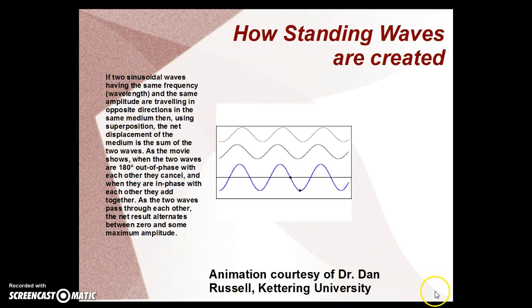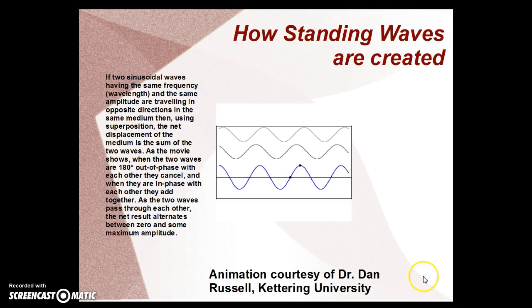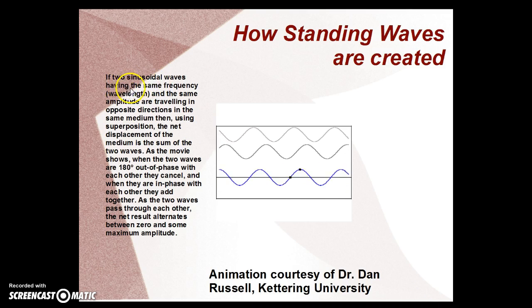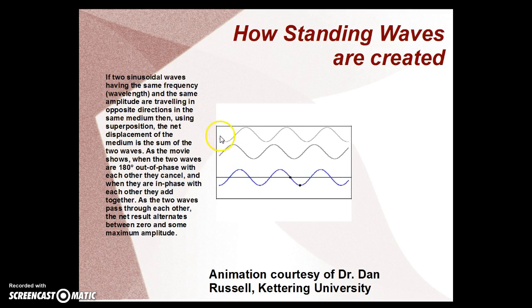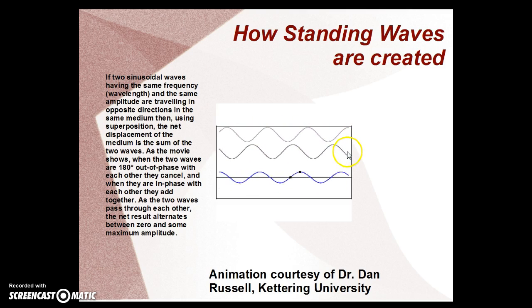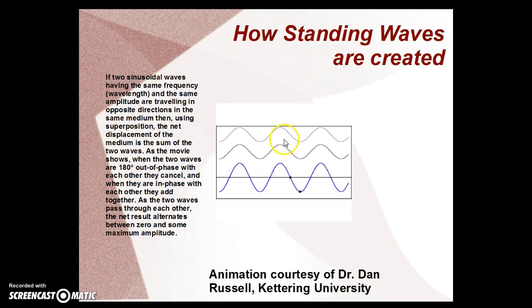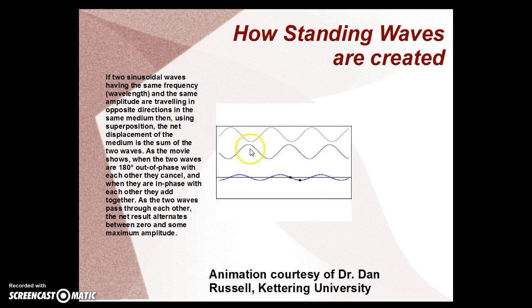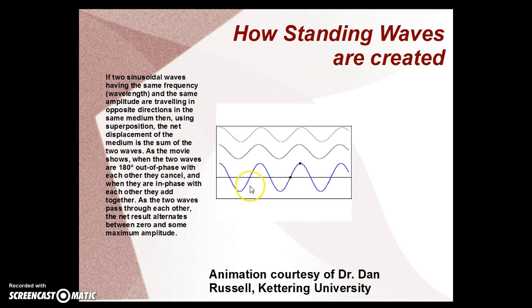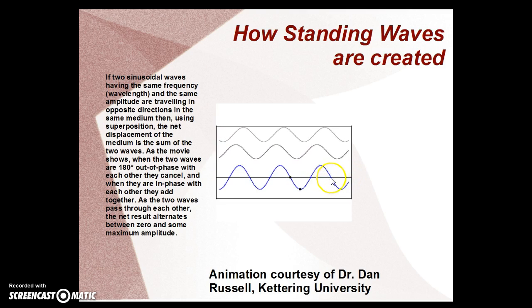Now this is just an idea from Kettering University of how standing waves are created. If two sinusoidal waves having the same frequency and the same amplitude are traveling in opposite directions, here's a wave that's traveling to the right, here's a wave that's traveling to the left. Now you can imagine as these add to each other, when a trough encounters a peak, you'll get a 0 point. And the 0 points tend to stay in the same place.